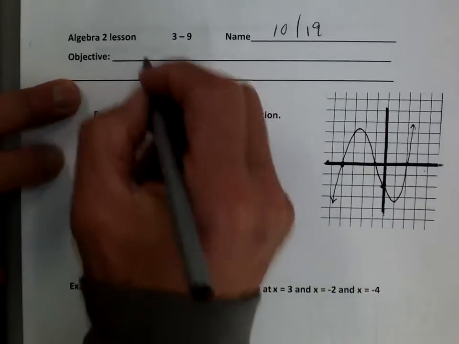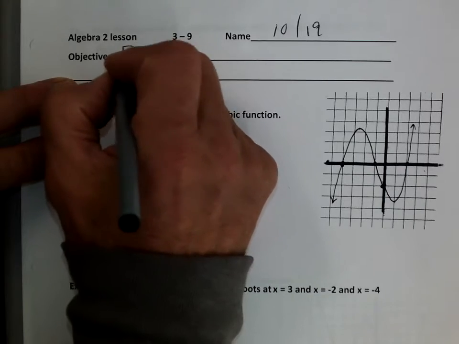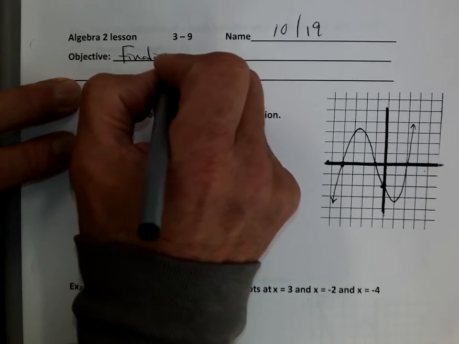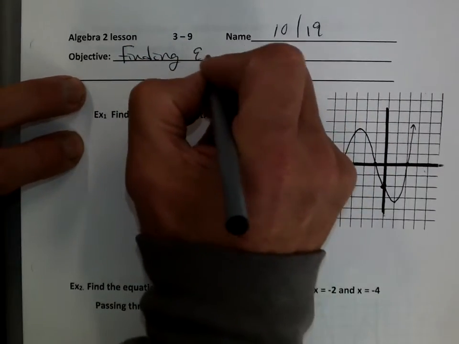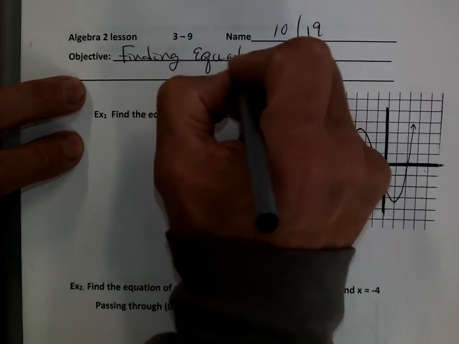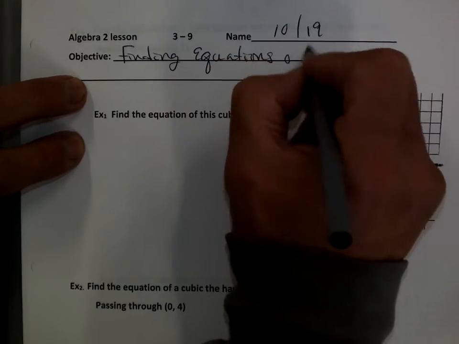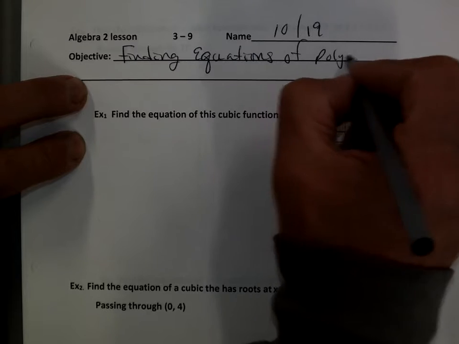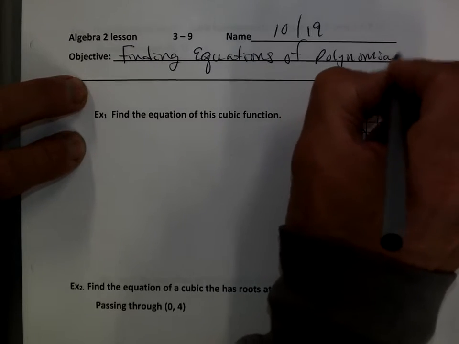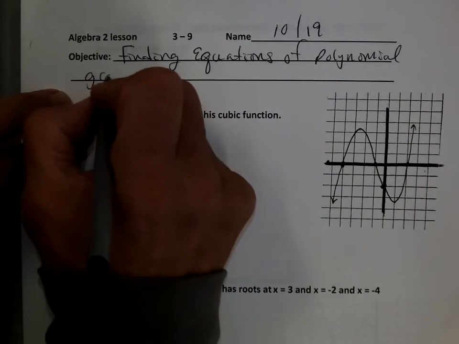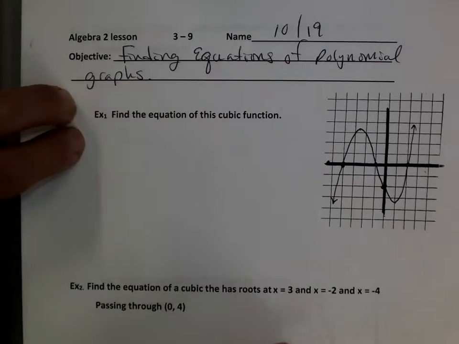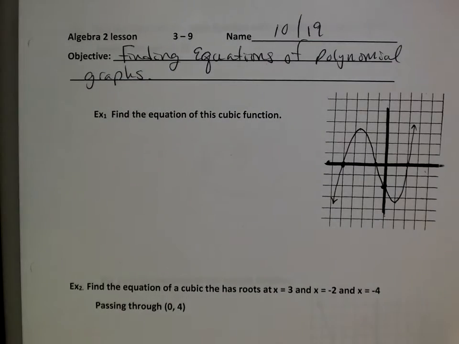So today's objective is finding equations of polynomial graphs. Now this one's specific. We talked about how Jennifer brought up that many times you could have many answers.